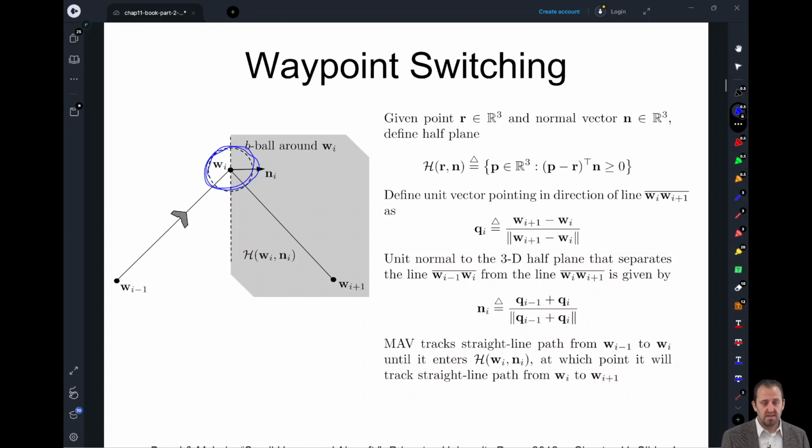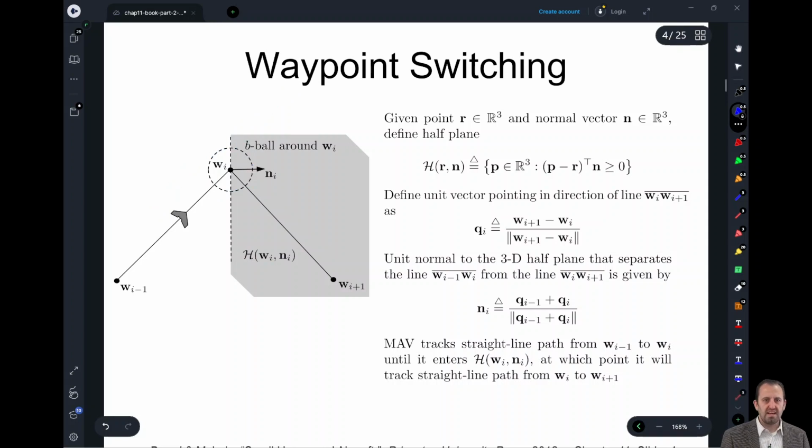then let's switch. The problem is if you accidentally miss that ball, or if the ball is too small, somehow you deviate from that. If your trajectory, for some reason, you get blown off course, you never get there, you're going to keep following a straight line, which is problematic. And you need other logic to help you get back on course.